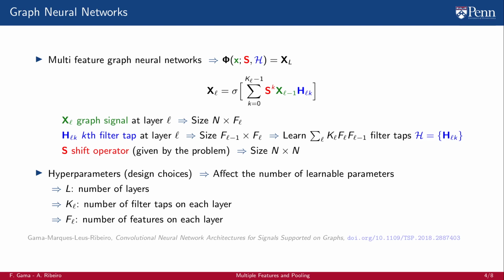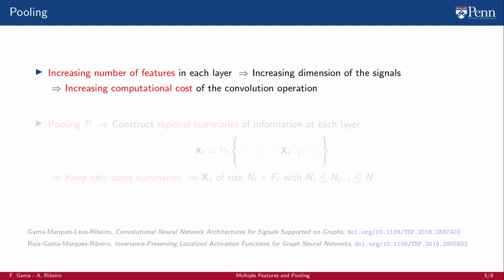From now on, we will just refer to graph signals and graph convolutions without explicit mention of whether they are single feature or multi-feature. The thing is that increasing the number of features in each layer is actually increasing the dimension of the signal and thus increasing the computational cost of the convolution operation.